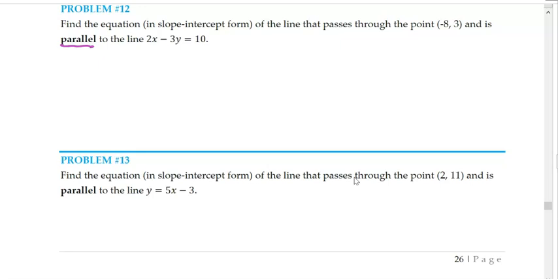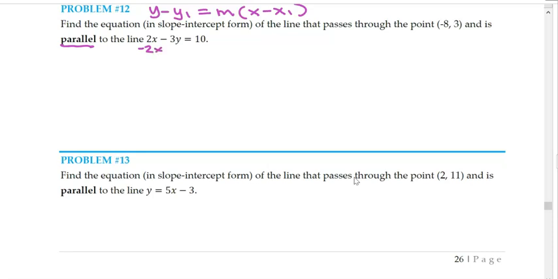Well, we can see right now this line is written in standard form, and so I need to get it into that y equals mx plus b form to figure out what my slope is. And then I'm going to use that point slope formula, y minus y1 equals m times x minus x1. All right, so let's go through and find what the slope is by isolating y. Let's get y by itself.